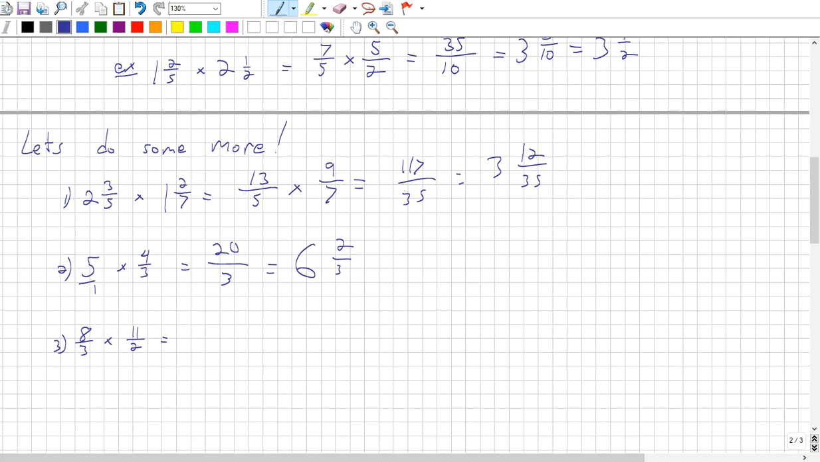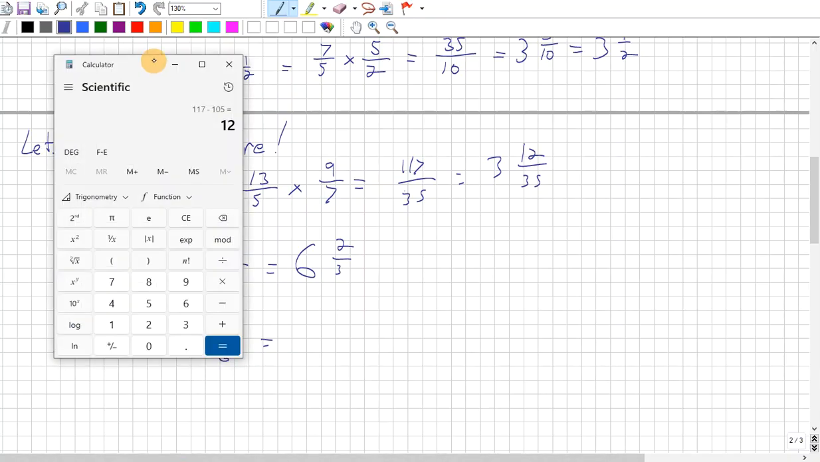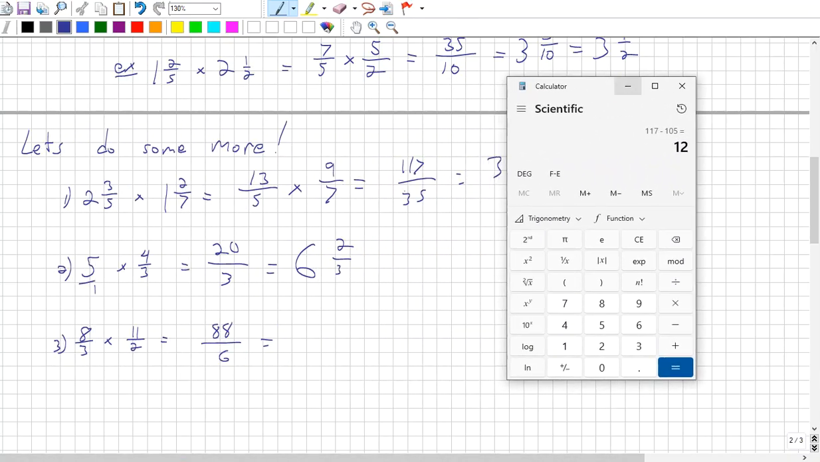Next one, 8 times 11 is 88. 3 times 2 is 6. I can reduce that, of course, or change it back to a mixed number, I mean. So 88 divided by 6. This is going to tell me how many full times 6 goes in. 14 and then a little bit.